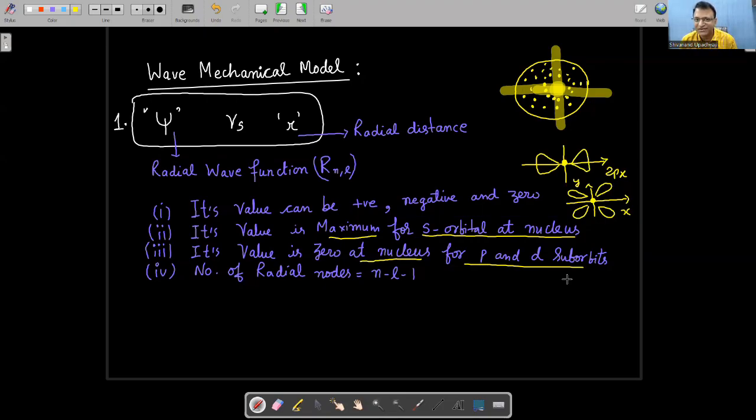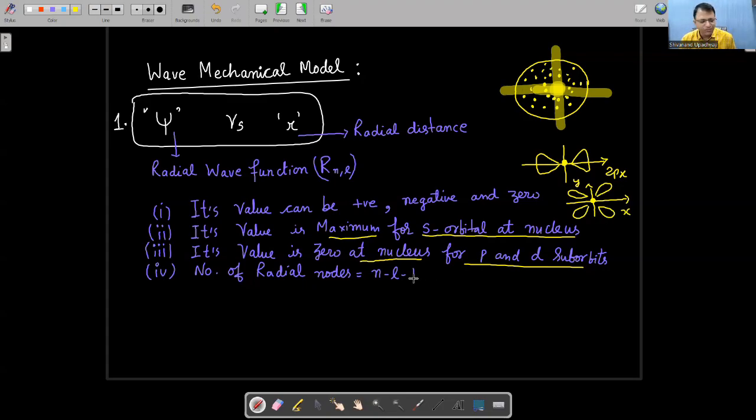We can also say that radial nodes are non-zero roots of the radial wave function. As we move away from the nucleus, the roots will be non-zero. The number of non-zero roots of the radial wave function is known as the number of radial nodes, and the number of radial nodes is equal to n minus l minus 1. So these are the 4 points.